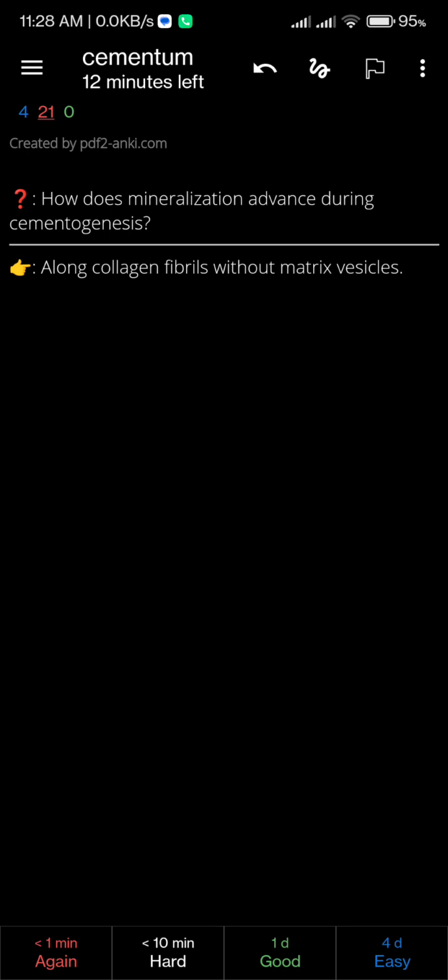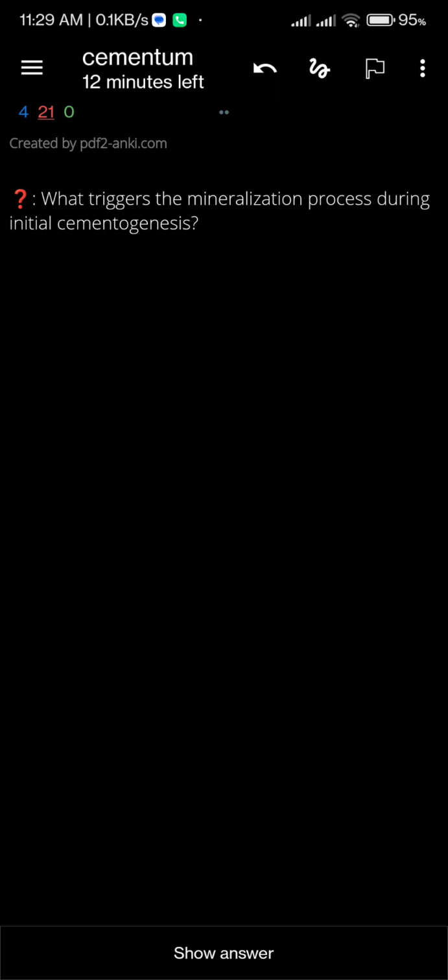How does mineralization advance during cementogenesis? Mineralization advances along collagen fibers without matrix vesicles during cementogenesis. So what triggers the mineralization process during initial cementogenesis?